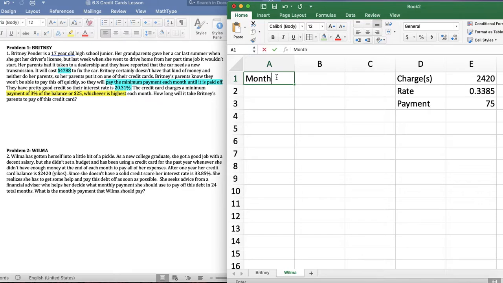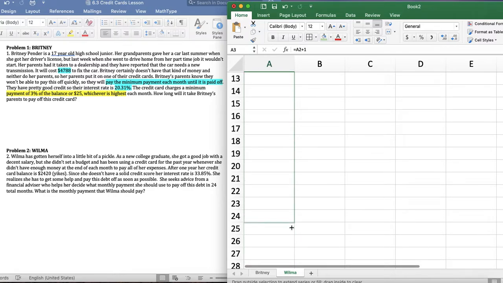All right, now we're going to set up our months. She's paying this off in 24 total months. Don't forget to start with 0. And let's go down to 24.